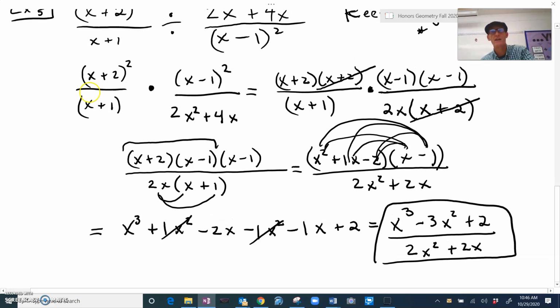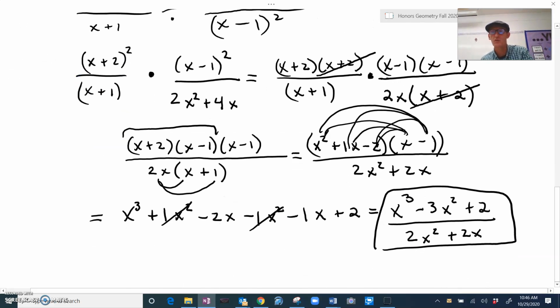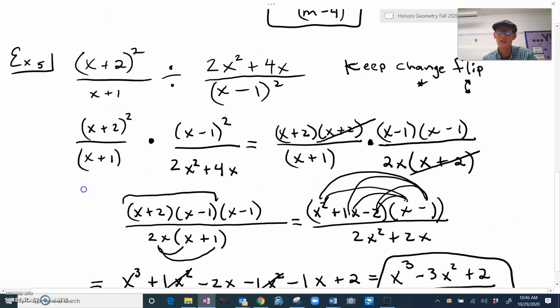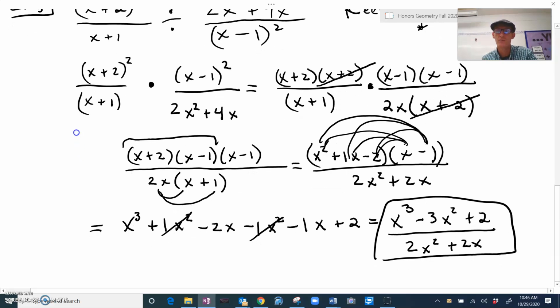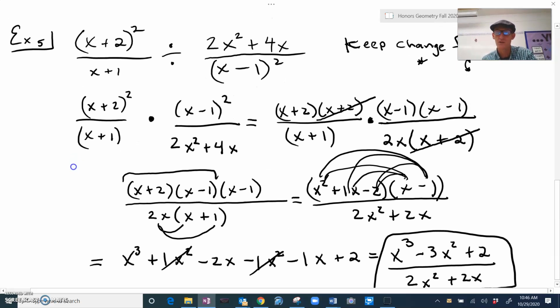There you have it. I like multiplying all my polynomials out. That's kind of a thing. So that's what you end up with there. It's a little complicated, but you're pretty good at this stuff.